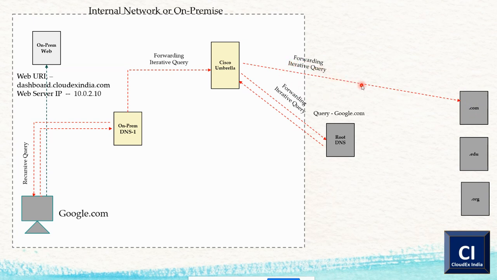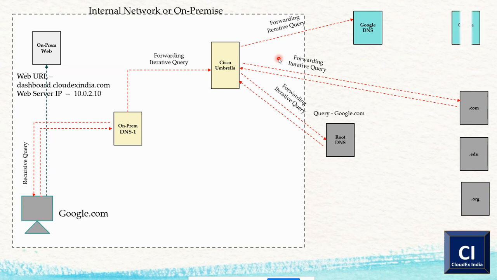Okay, and once I reach the .com, it also checks my query. It's google.com. It says, okay, I don't have the exact IP of the google.com website, but I know someone who can help you give the answer for google.com. So it gives the reference of the Google DNS server and says you can reach out to the Google DNS server. Then I'll connect to the Google DNS server, and the query will again be an iterative query.